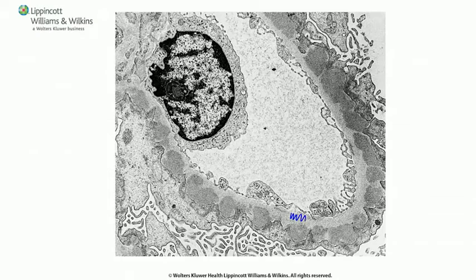And here's what it looks like in the electron micrograph. You have a big, thick basement membrane, and you have the domes, which are the subepithelial immune deposits, and then the spikes in between. So remember, this is membranous nephropathy, so all these changes are clustered around the basement membrane.